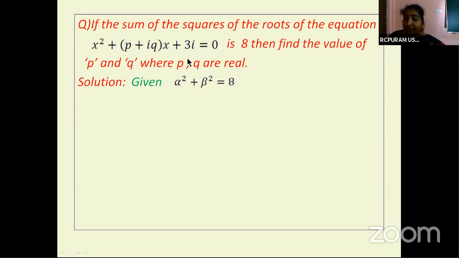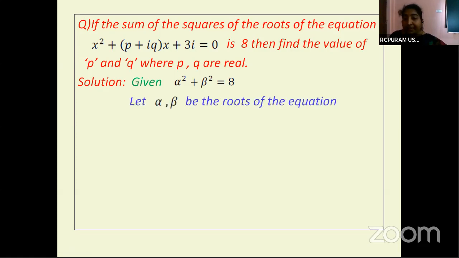Alpha and beta, you are very familiar. For a quadratic equation, we will consider alpha and beta as the roots. Now, the sum of the squares of the roots of the equation, the roots are alpha and beta. So we are squaring the roots, then we are adding. Then the sum is given as 8. So alpha square plus beta square is equal to 8 is the condition given to us.